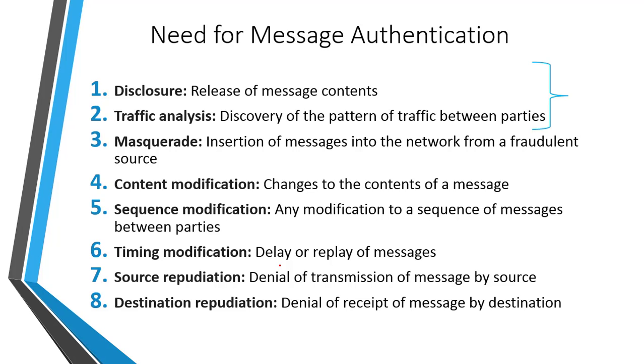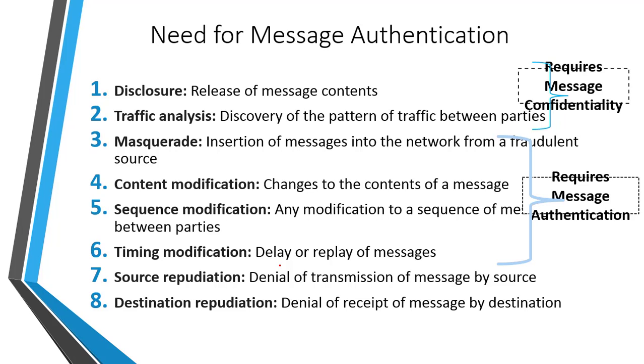Of these, the first two, that is disclosure and traffic analysis, require message confidentiality, because these two attacks release the message contents. That's why we require confidentiality. Next, masquerade, content modification, sequence modification, and timing modification require message authentication, and source repudiation and destination repudiation require a digital signature.